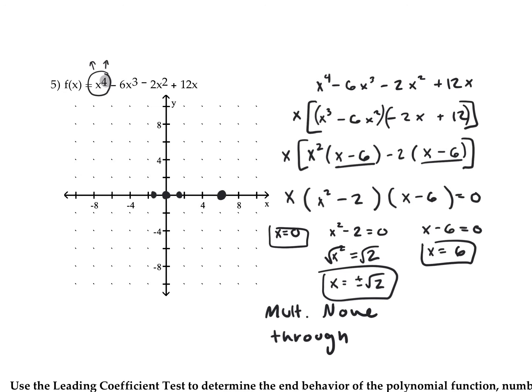So I can put my arrows. I'm going to go up and up. So out of the farthest point to the left, I go up. Farthest point to the right, I go up. And then each one of my points, I'm going to go through. So I go through, through, through, and through.